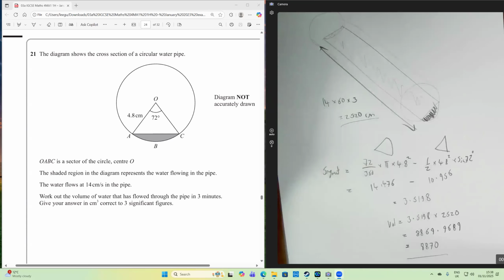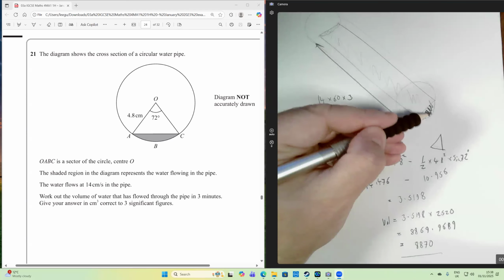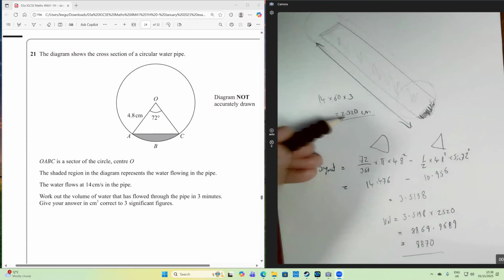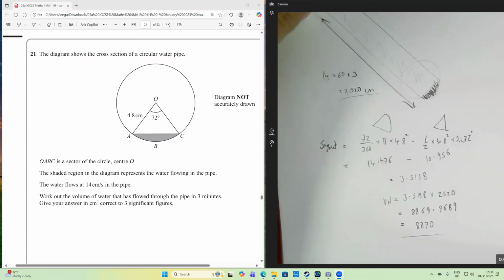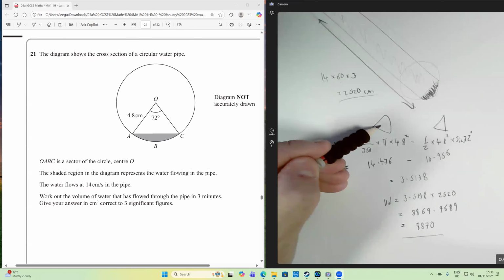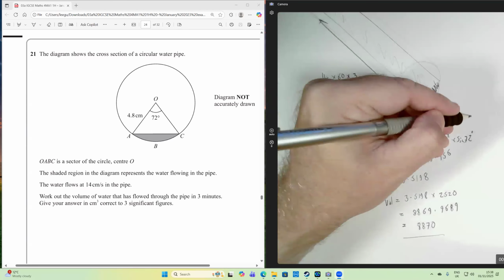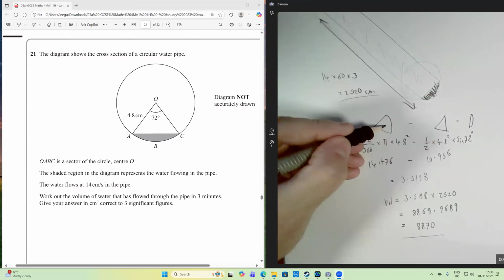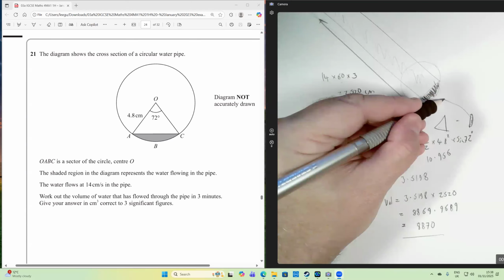So now all we need to do is work out the area of this segment and times it by that answer, and that's going to be our answer. So the area of a segment is equal to the area of a sector minus the triangle. Because when we do that, we're left with sector minus triangle equals segment. And that's what we want here.